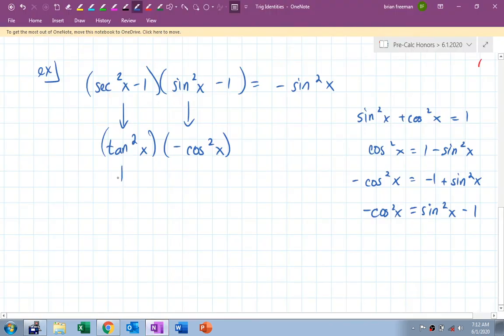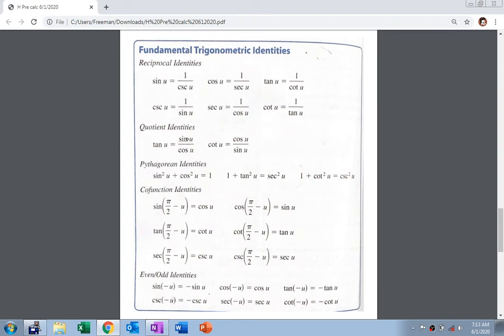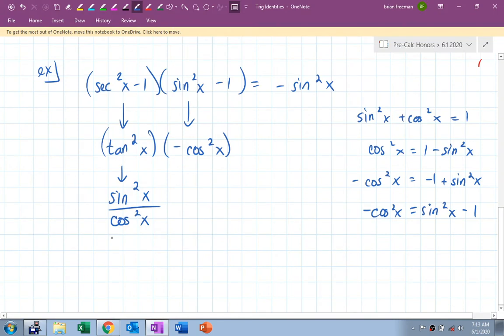So I'm going to switch this to sine squared x over cosine squared x, and the reason it's squared is that's just coming down with the identity because it's tangent squared. But if tangent is sine over cosine, I can rewrite it as sine squared over cosine squared. All right, looks like we get some stuff to cancel out, and we're just left with, hey, negative sine squared x. We figured it out. We got the other side.